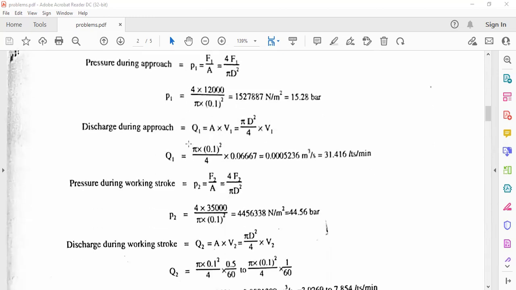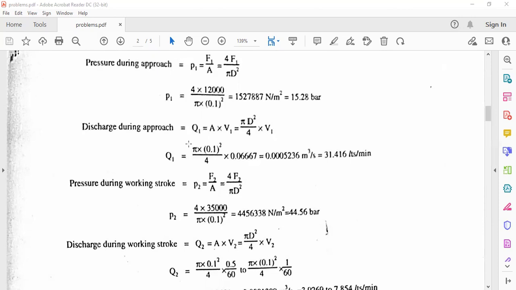Discharge during approach, Q1 equal to A into V1, which is pi D squared upon 4 into V1. Q1 equal to pi into 0.1 squared upon 4 into 0.06667, equal to 31.416 liters per minute. Pressure during working stroke, P2 equal to F2 upon A, which is 4F2 upon pi D squared. So P2 equal to 4 into 35,000 upon pi into 0.1 squared, equal to 44.56 bar.